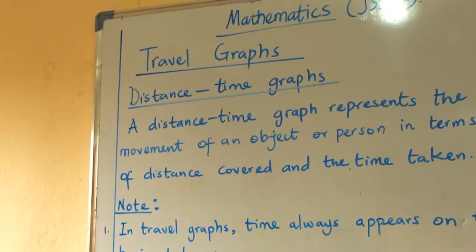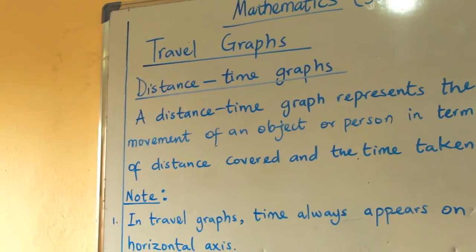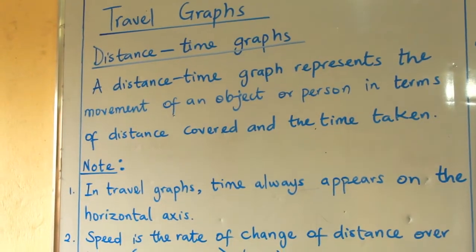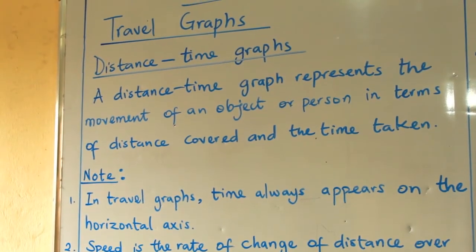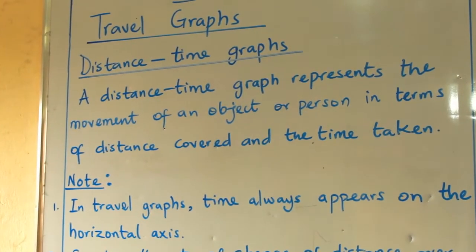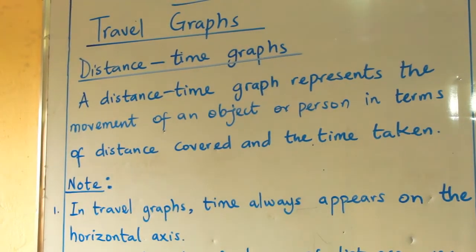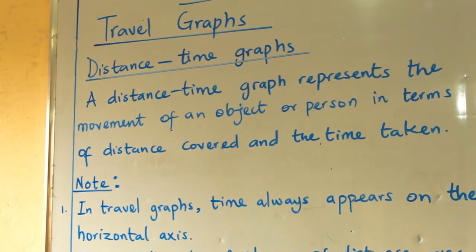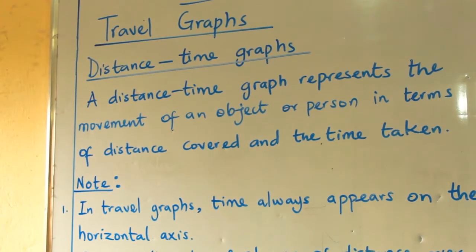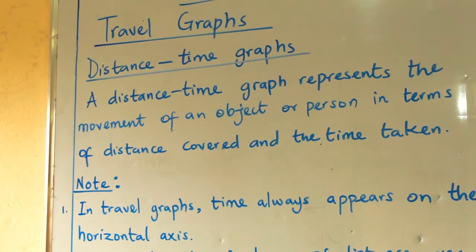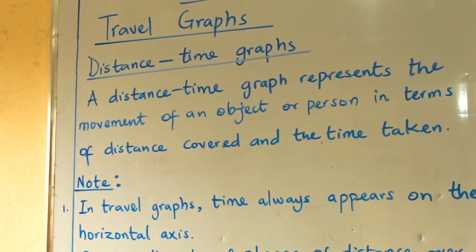Distance-time graphs. A distance-time graph represents the movement of an object or person in terms of distance covered and the time taken.